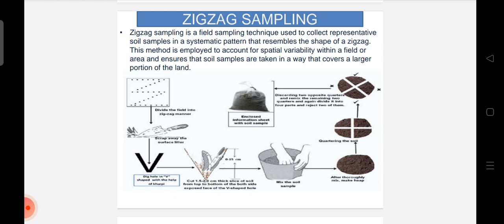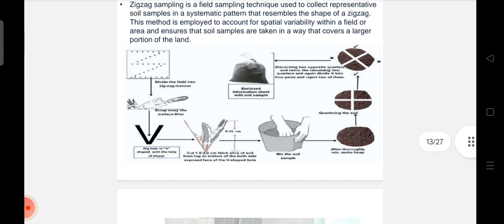We have to clean all the soil samples, and they should not contain moisture.